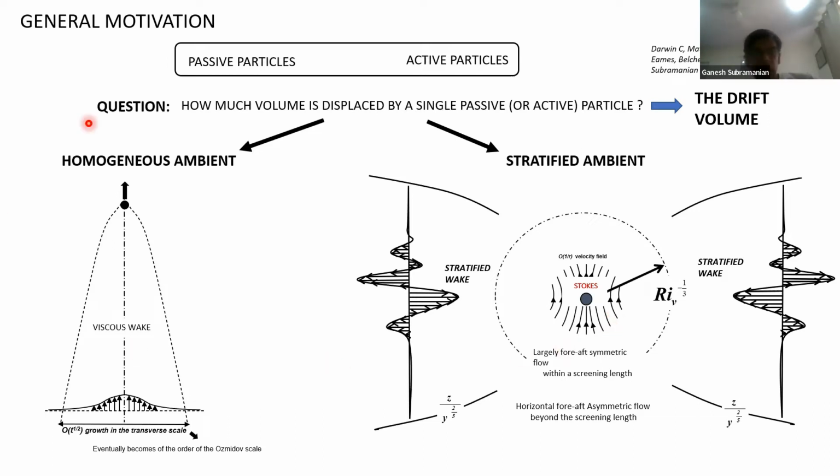And unlike the homogeneous ambient, we expect this to be finite because the intuitive notion is that at sufficiently large length scales, you simply can't push fluid vertically. The potential energy penalty is too much, and therefore the nearly vertical motion in the vicinity of the particle will transform to horizontal motion. So this, in fact, was the original motivation for my starting to worry about stratified fluids. So I thought I'll mention this. I'll try and return to it briefly at the end of the talk if I have time.